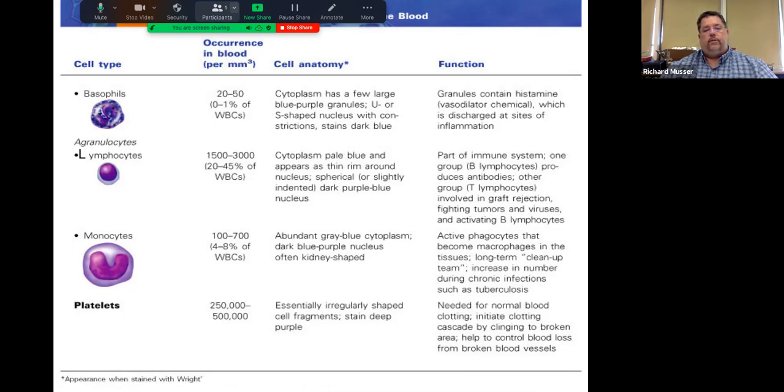Platelets number 250,000 to 500,000. They're essentially irregularly shaped cell fragments that stain deep purple. They're needed for normal blood clotting, initiating clotting cascades, and clinging to broken areas. Platelets come from megakaryocytes. They're literally fragments of the cell that have been broken apart, floating around in the blood, and then they will stick together along with fibrinogen to form a blood clot, as you'll see.